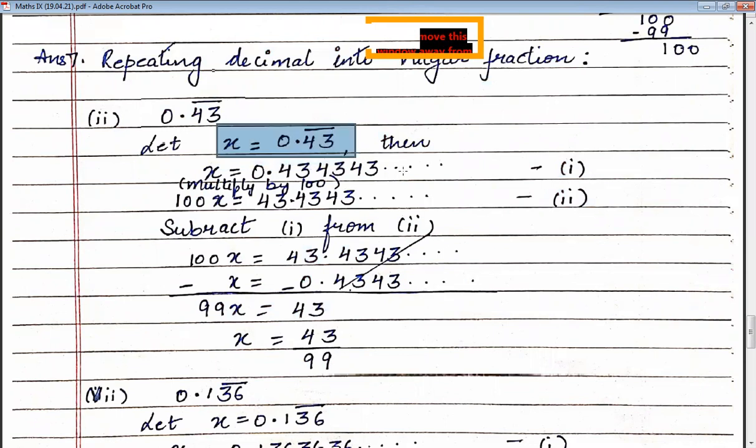Now first what we will do, we will take our repeating decimal as x. Let x is equal to 0.43 bar. And I think everyone knows what the meaning of bar is. Bar means that 43 is repeating continuously. So x means 0.434343 and so on. Okay. Now multiply both the sides by 100 because children, just be careful here, we have two repeating digits, so it means you have to multiply both the sides with 100.